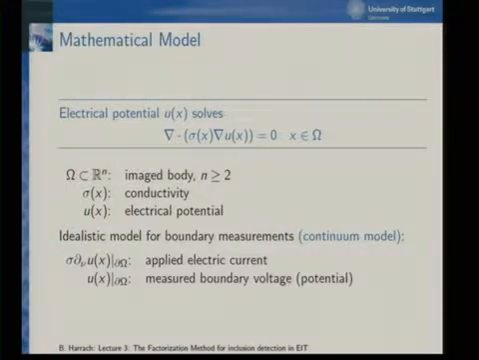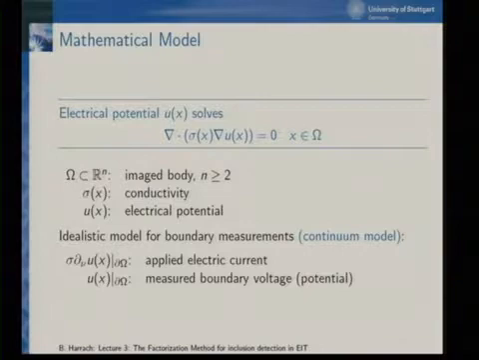And the coefficient in this PDE is the conductivity of the patient, so the coefficient is the thing that we are interested in. The solution of the PDE is the electric potential that will be there inside the patient when we apply some voltages on the boundary or we apply some currents along the boundary.